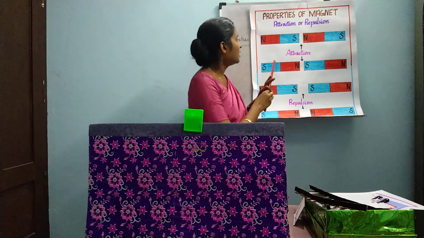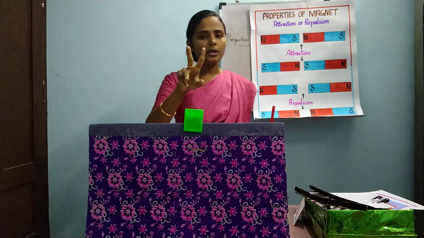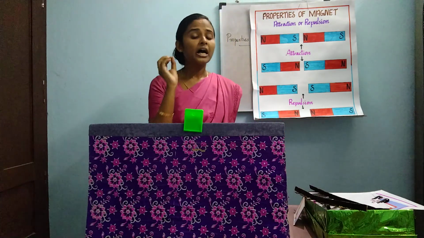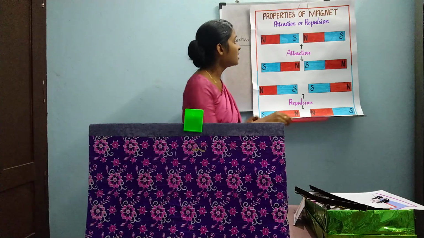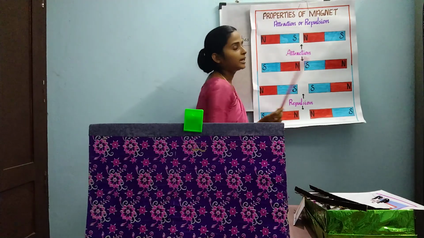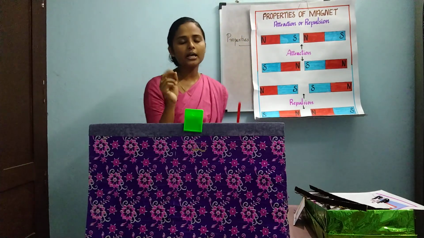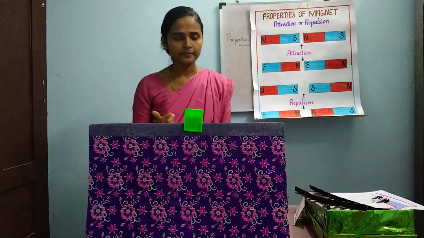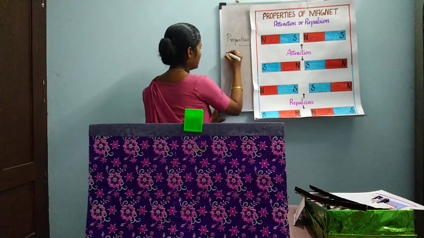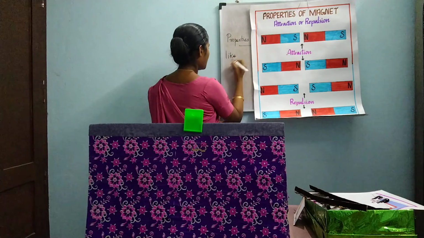Okay. There will be two possibilities of attraction and two possibilities of repulsion. Attraction means unlike poles attract each other. Unlike. Like means what? Unlike means what? Like and unlike.